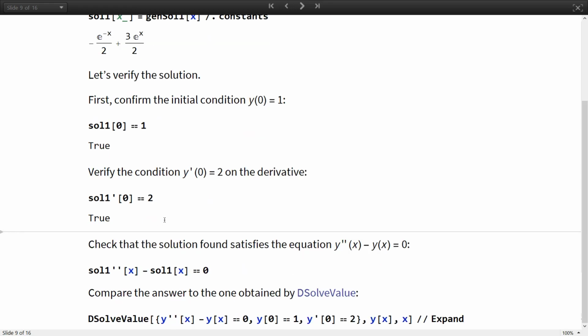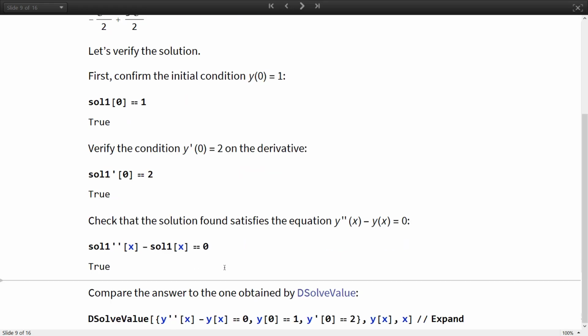Finally, verify that the solution satisfies the differential equation. We can see that the solution we found satisfies the differential equation and the initial conditions. Comparing the answer we found to the one returned by DSolve, we see that the two solutions are identical.